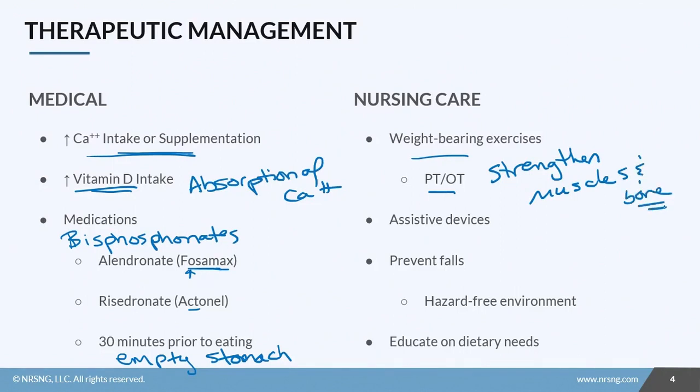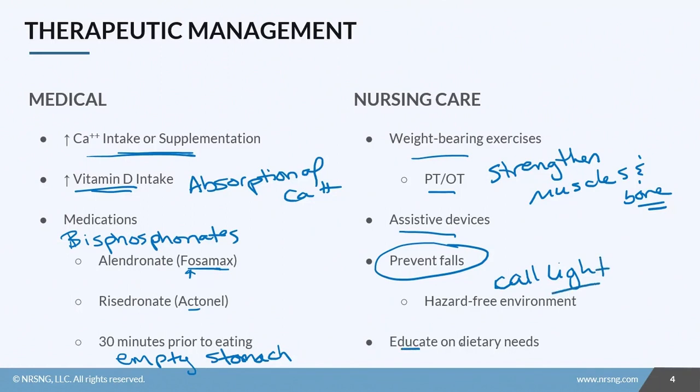So weight-bearing exercises are really important. Now, we want patients to use assistive devices if they need, because we need to prevent falls no matter what. Any kind of fall, any kind of bump into a door, any kind of injury of any kind can cause a fracture. So preventing falls is really important. Keep a hazard-free environment. Make sure they have their call light within reach.